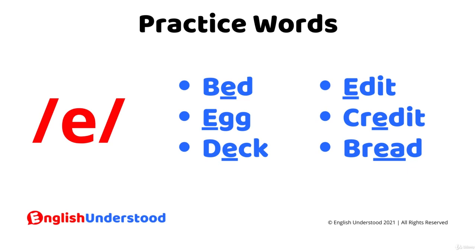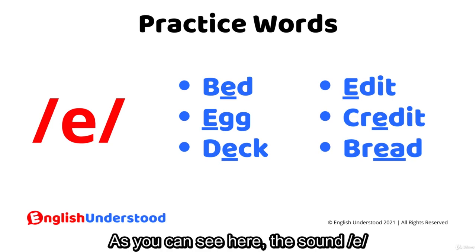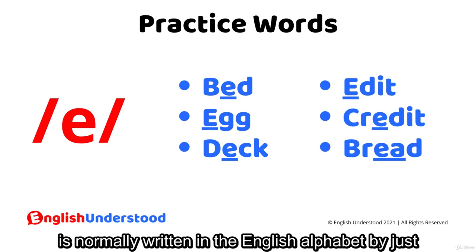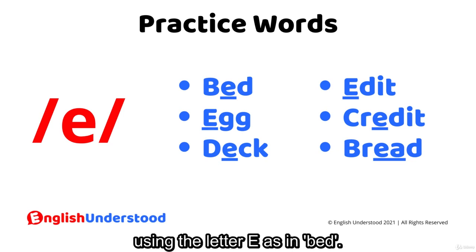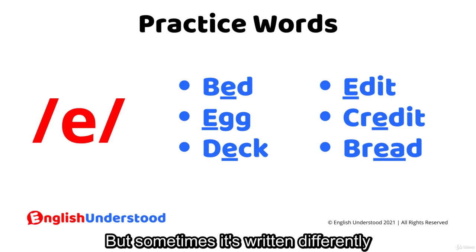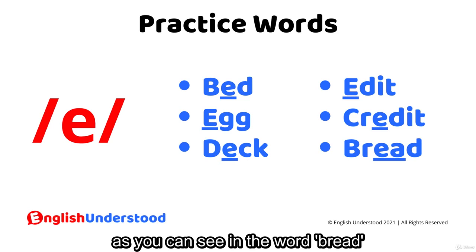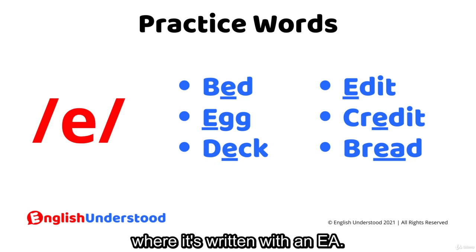Credit, credit. Bread, bread. As you can see here, the sound e is normally written in the English alphabet by just using the letter E, as in bed. But sometimes it's written differently, as you can see in the word bread, where it's written with an E-A.